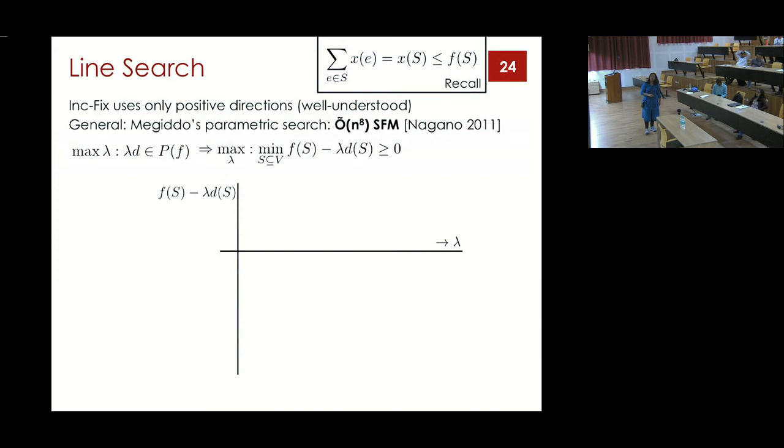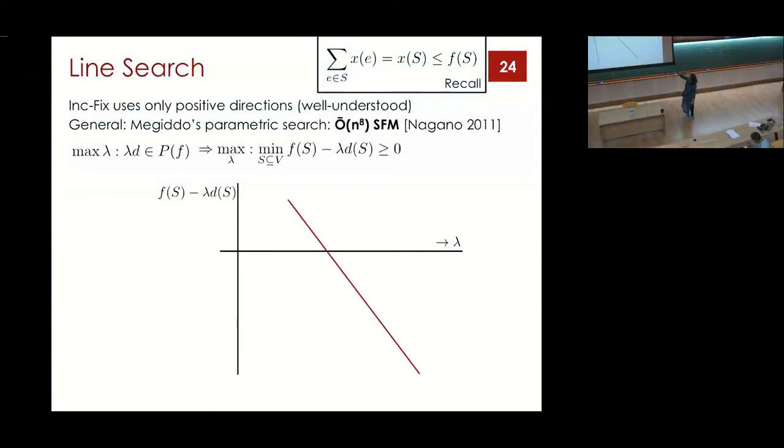One good thing about this problem is that for each subset, I plot fs minus lambda ds. d is the direction I want to move in, and ds is the sum of the components of that direction over the set s. So I just plot fs minus lambda ds as lambda increases. It's a function of lambda, and I will have an exponential number of lines like that, right?